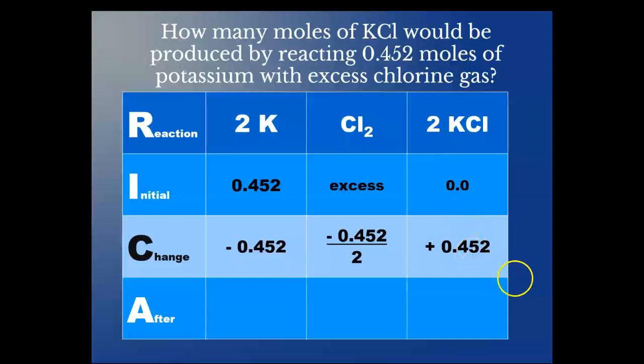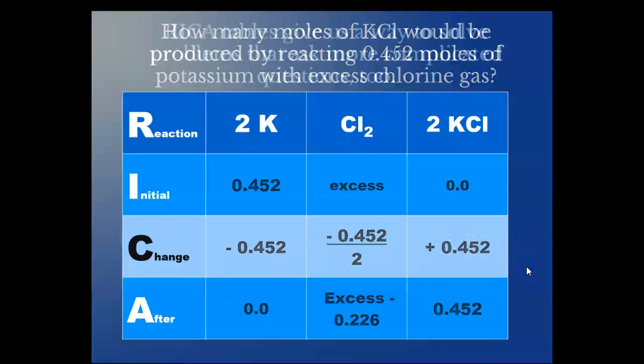salt, potassium chloride. And so if we simply do the math, then we see that first of all, we lose all the potassium. That's our limiting reactant. We're left over with whatever beyond 0.226 moles we had initially of the chlorine, and we're left, of course, with 0.452. You'll notice the only place that signs show up is in the change. Negative here, negative there, and positive there. Negatives on the reactants and positive on the products.